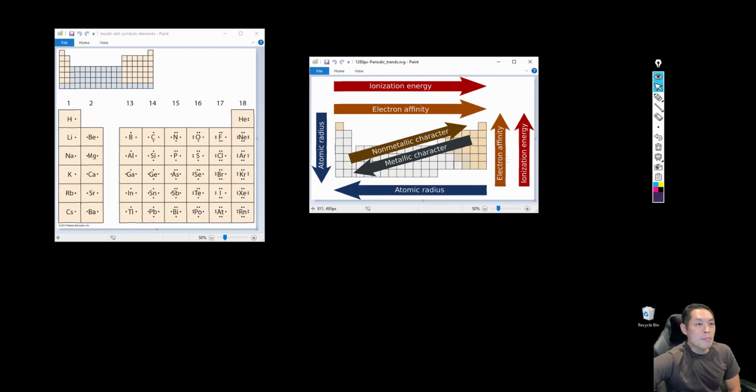The main 2 that are pretty much the most important for us are going to be, let's see if I can find it, electron affinity. This one right here.